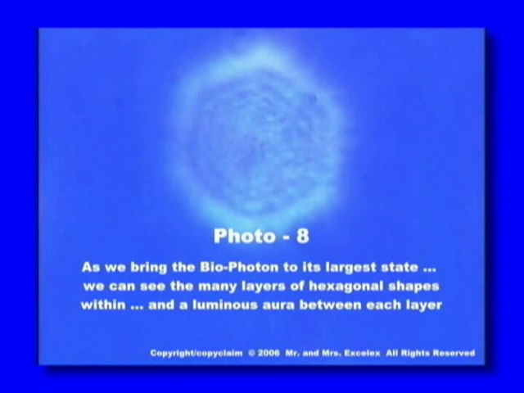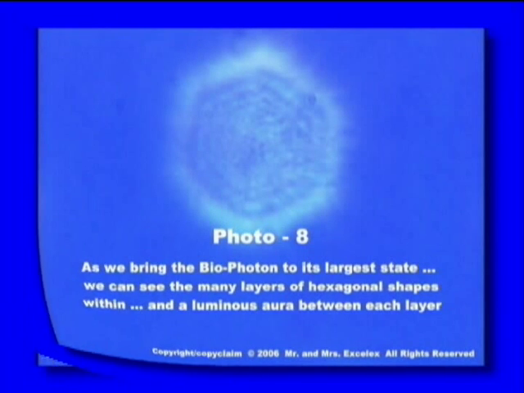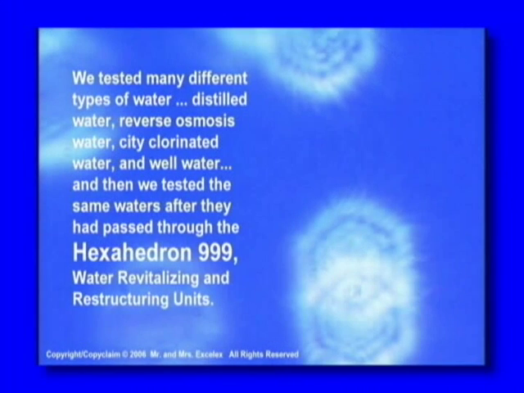Image 8. As we bring the biophoton to its largest state, we can see the many layers of hexagonal shapes within. This is the last phase of the unfolding biophoton that we were able to observe. We tested many different types of water: distilled water, reverse osmosis water, city chlorinated water, and well water. And then we tested the same waters after they had gone through the hexagon 999 water revitalizing and restructuring unit.